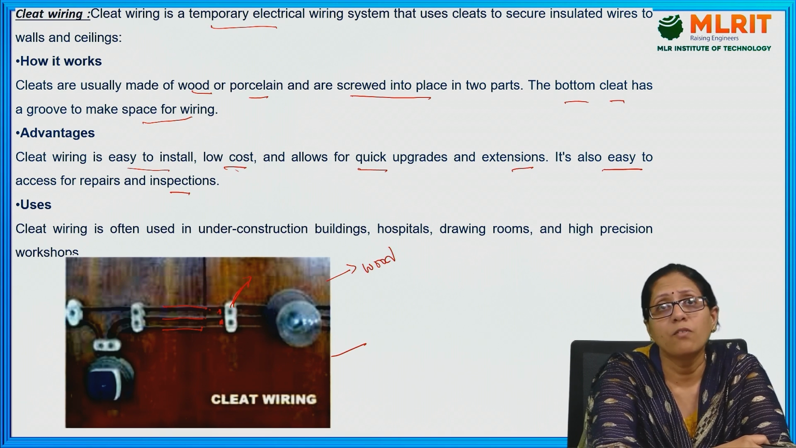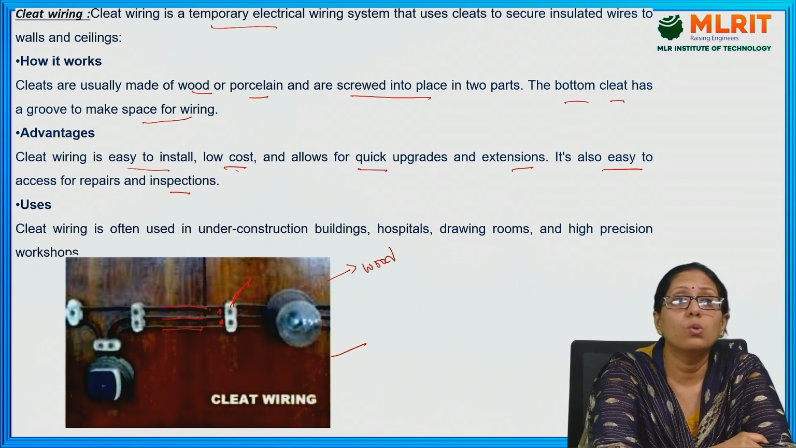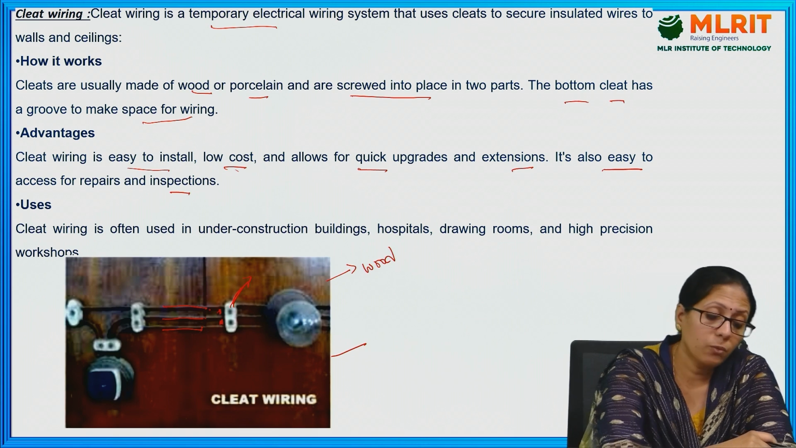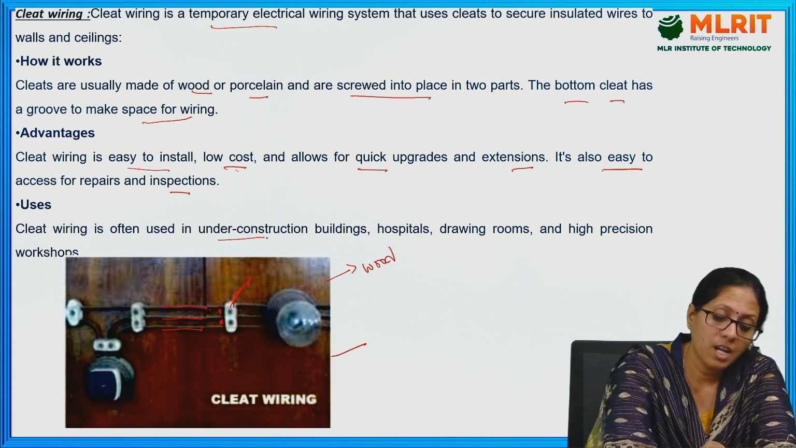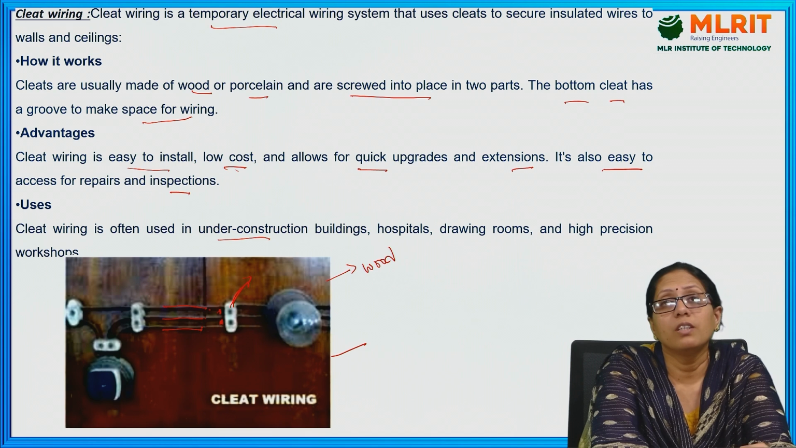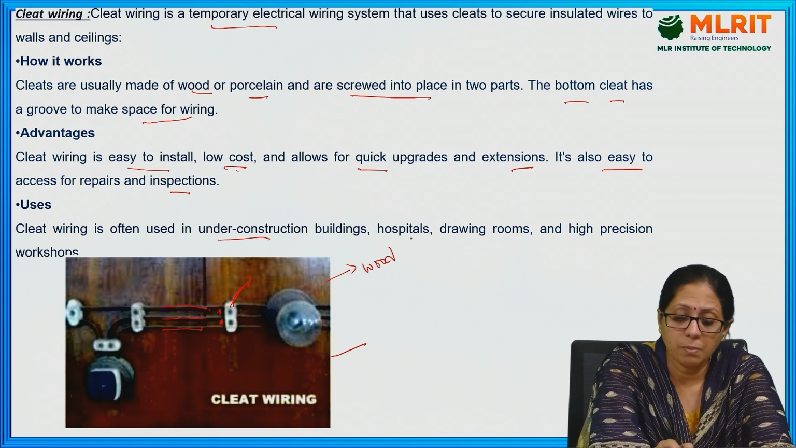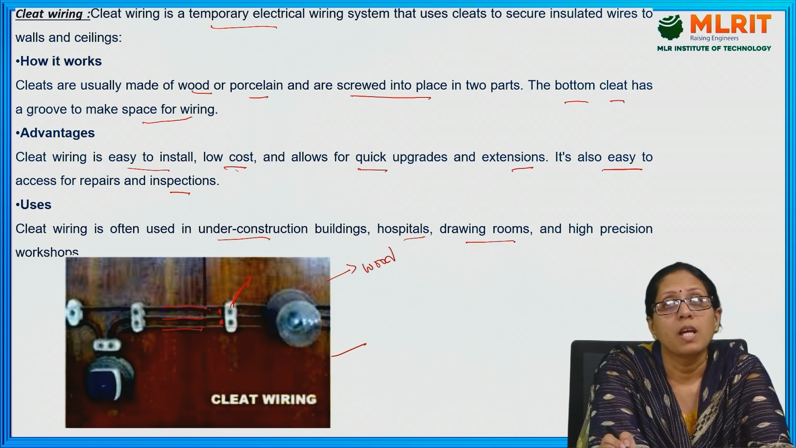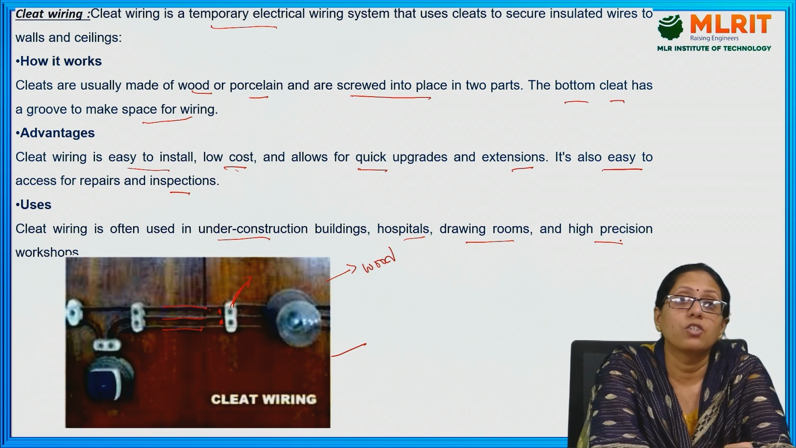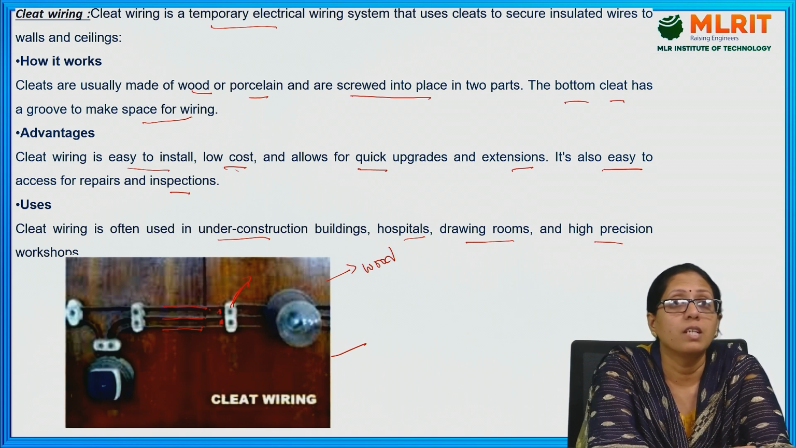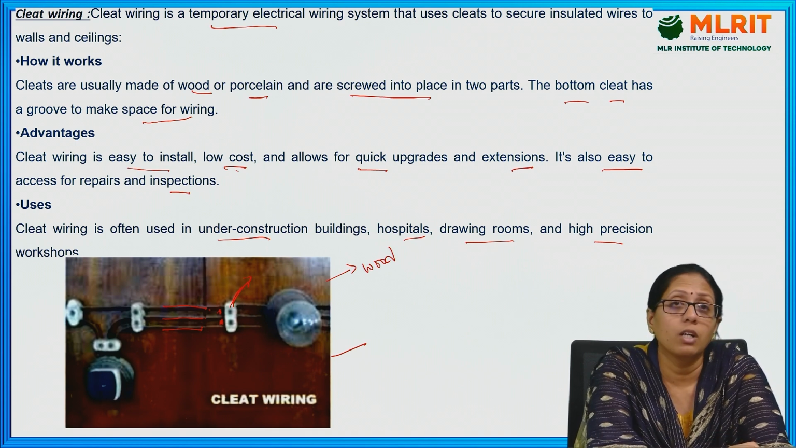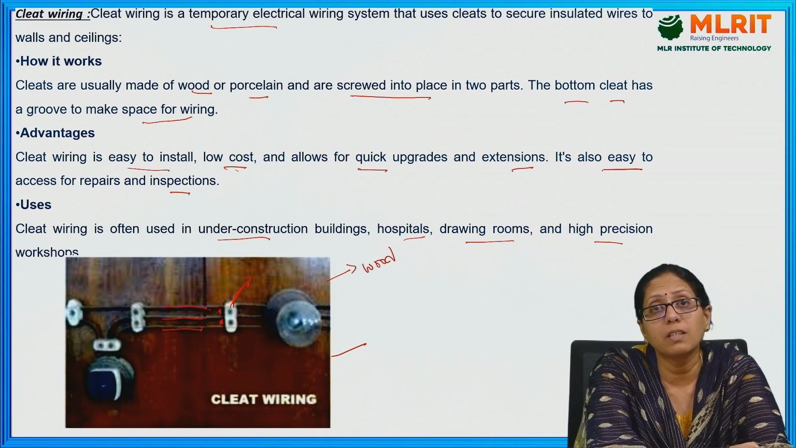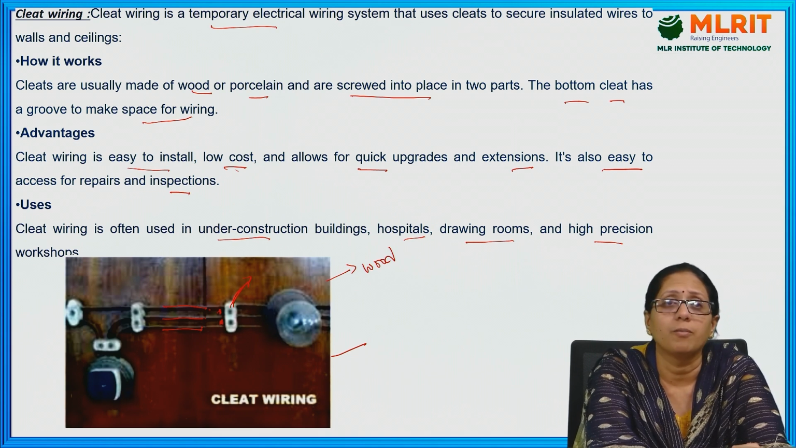What are the uses of cleat wiring? Cleat wiring is often used in under construction buildings, hospitals, drawing rooms, and high precision workshops. Mostly it is used in these particular places. This is a simple method with very low cost and easy to maintain.